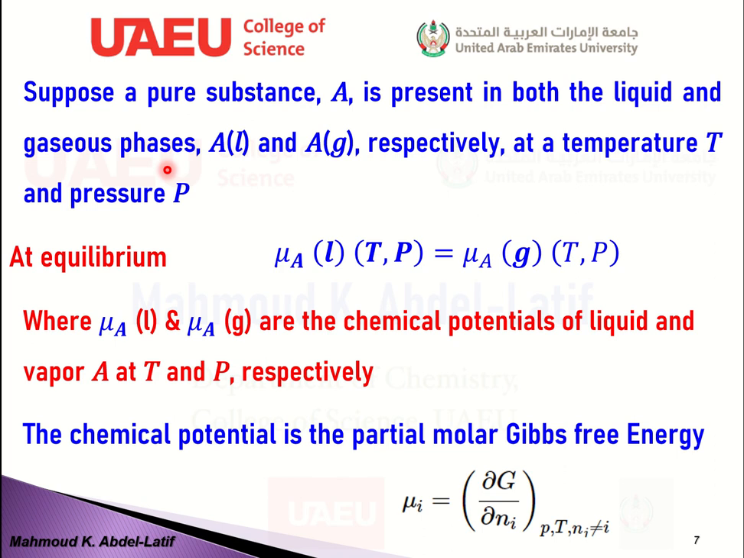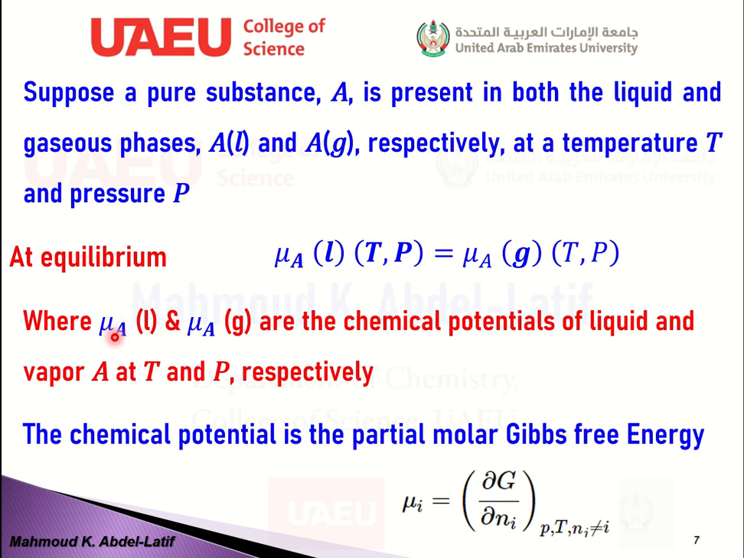Actually, at equilibrium between the vapor and liquid, you could say that the chemical potential of the liquid state at constant temperature and pressure will be the same as the chemical potential of the same substance in the gaseous state at the same conditions, constant temperature and pressure, where mu A liquid and mu A gaseous state are the chemical potentials of liquid and vapor A at constant temperature and pressure respectively.